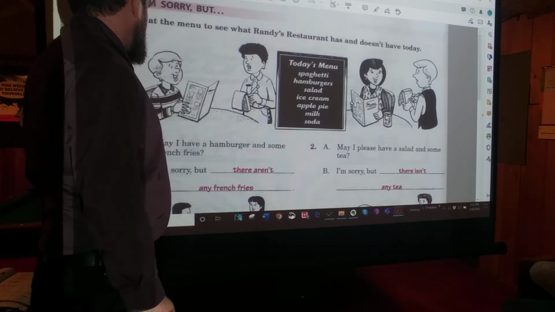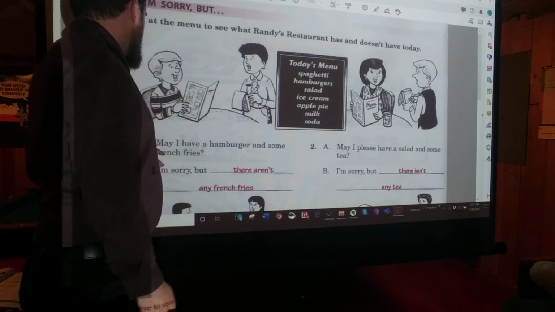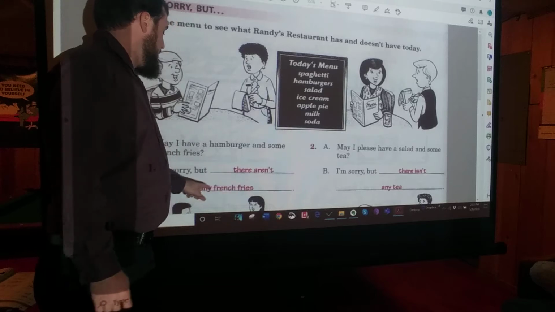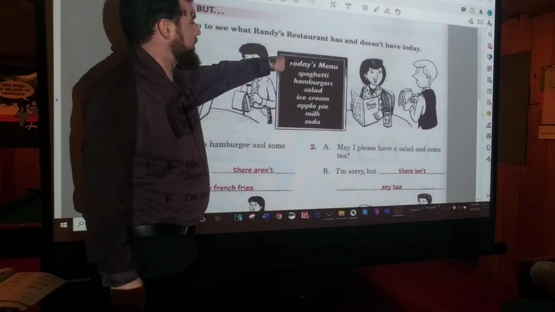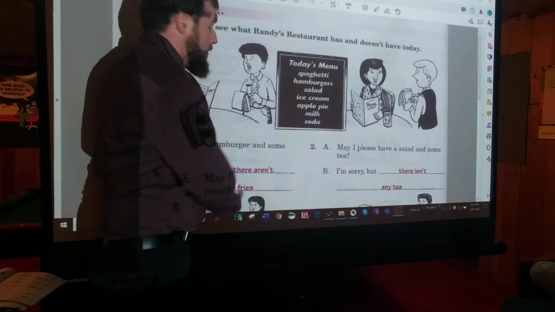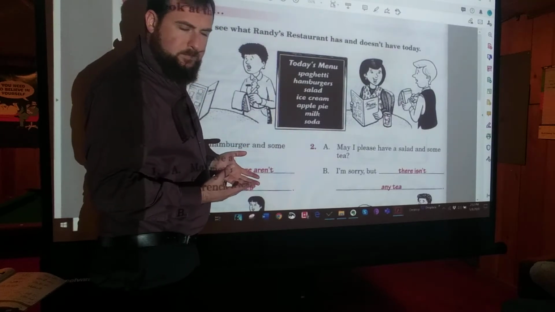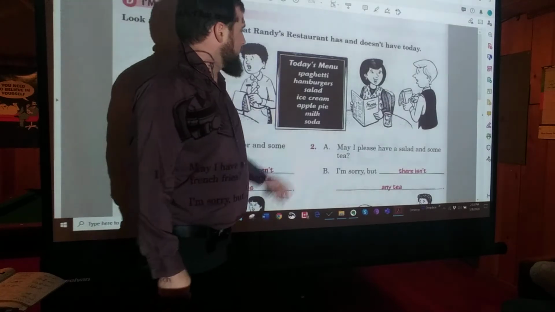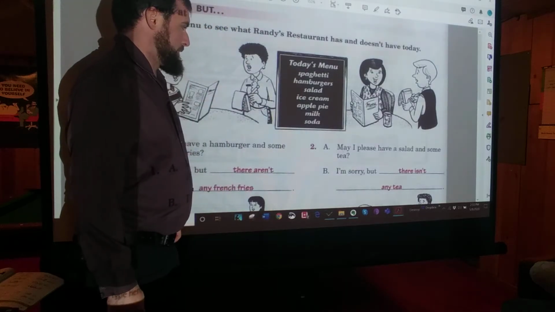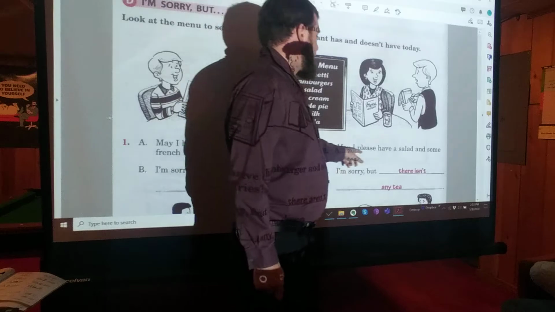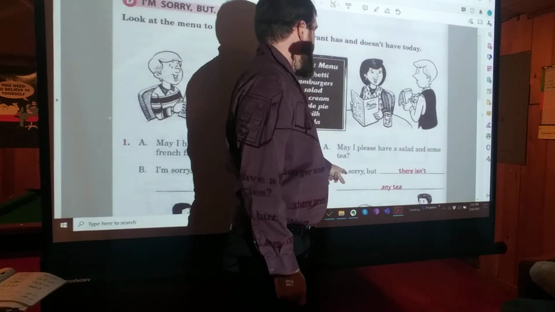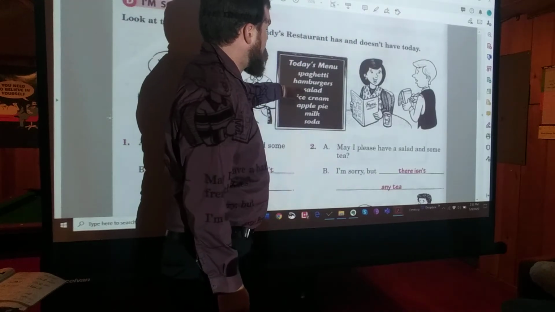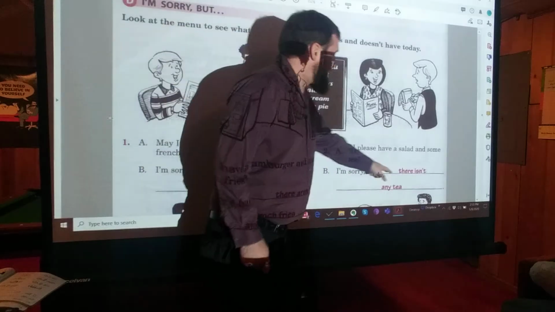And now in our example, may I have a hamburger and some French fries? She says, I'm sorry, but there aren't any French fries. So if we look at the menu, there's hamburger, but no French fries. So you got to do a little reading on this one. Because he did have the hamburger, but not the French fries. Okay? May I please have a salad and some tea? I'm sorry, but there isn't any tea. So over here, here's the salad. So they do have salad, but there isn't any tea.